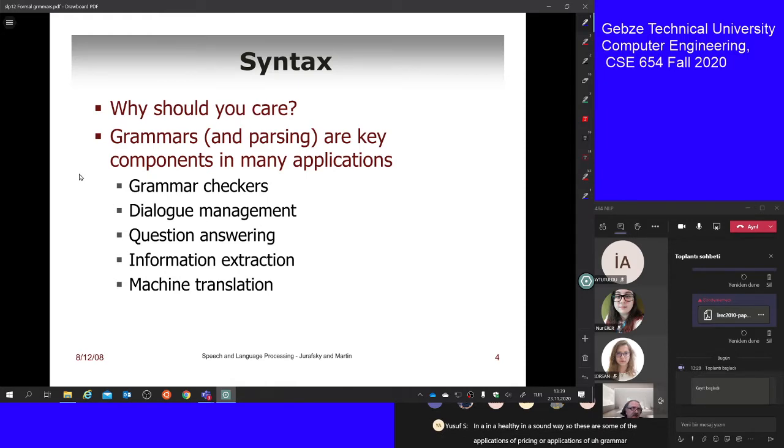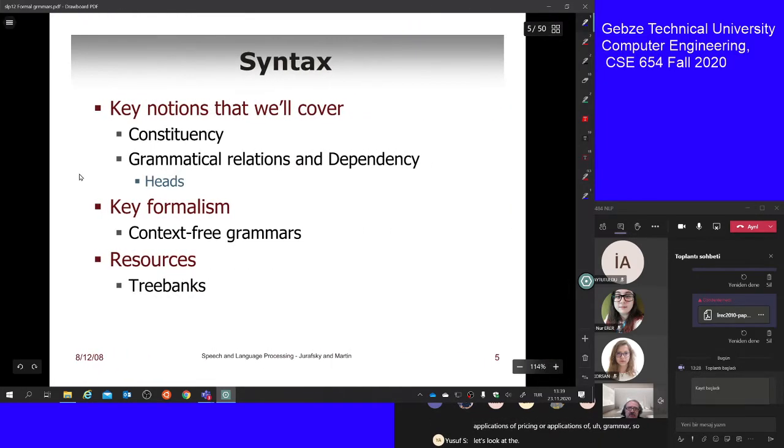So let's look at the grammars more carefully. This chapter will be mostly about constituency. This is important, constituency.